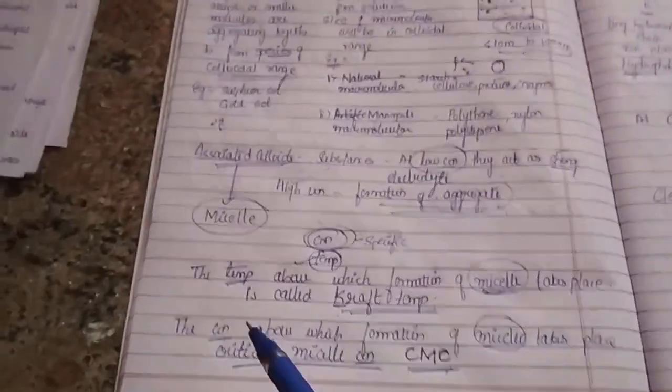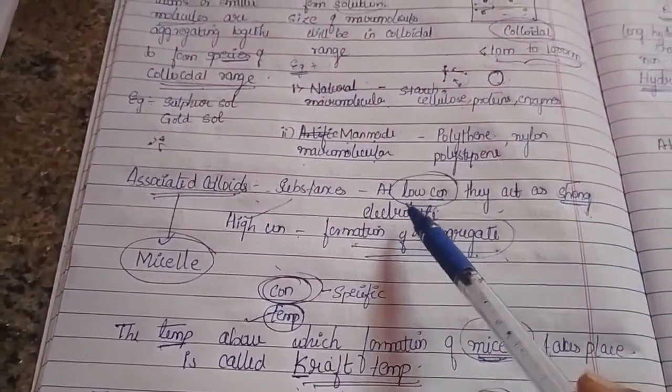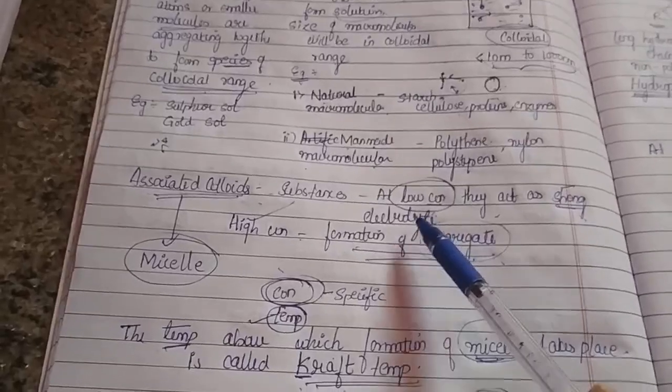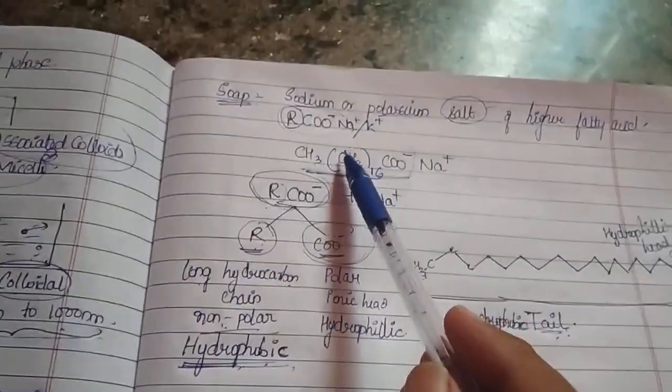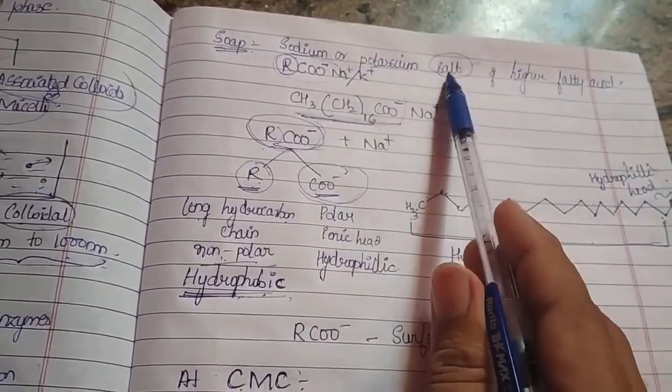Whereas in associated colloids, at low concentration, they act as what? Strong electrolytes. Why are they acting as strong electrolytes? We can easily explain. Because they are charged species. You can see that whatever soap you have taken is actually a salt.